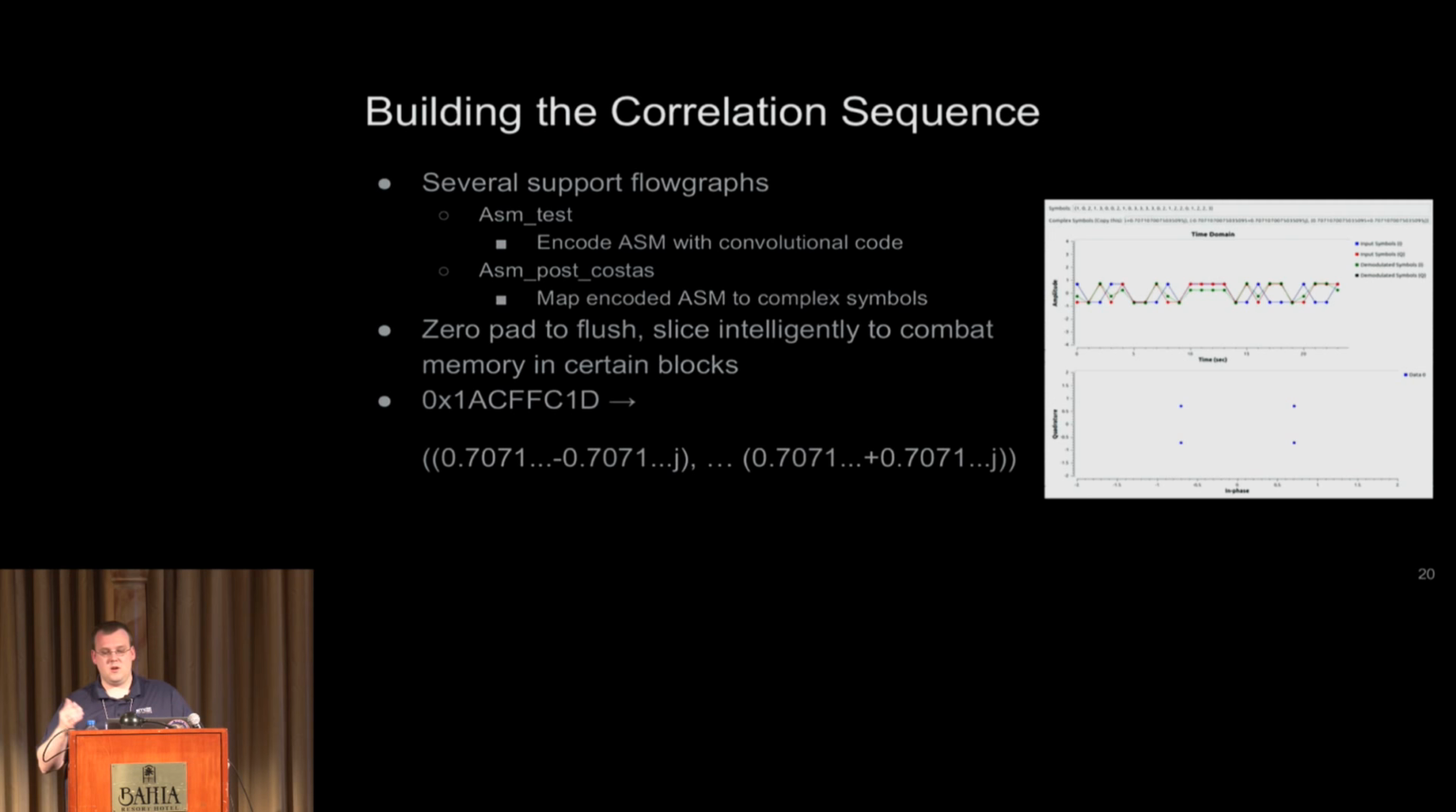And then on the decoder side, to help with the phase ambiguity resolution, I'm building a correlation sequence based on the ASM, and this involves basically the other side of all this ASM encoding I was talking about already. It has memory issues, et cetera. This is just a view of the flow graph I'm running to encode the ASM, and then it's spitting out the complex symbols that I can feed into the correlation estimator.